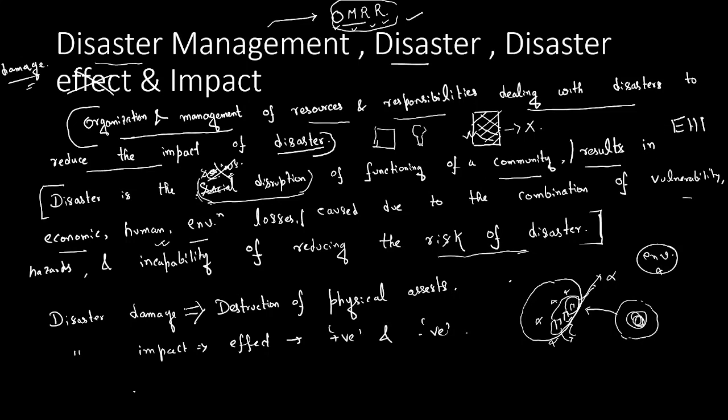EHE, remember this, because this EHE will be helpful in defining vulnerability, hazards and risk as well. Environmental, economic and human losses caused due to these 3 factors. We'll define these 3 factors, then the concept will be clear to you. Okay. Now let's come to disaster management and disaster impact.